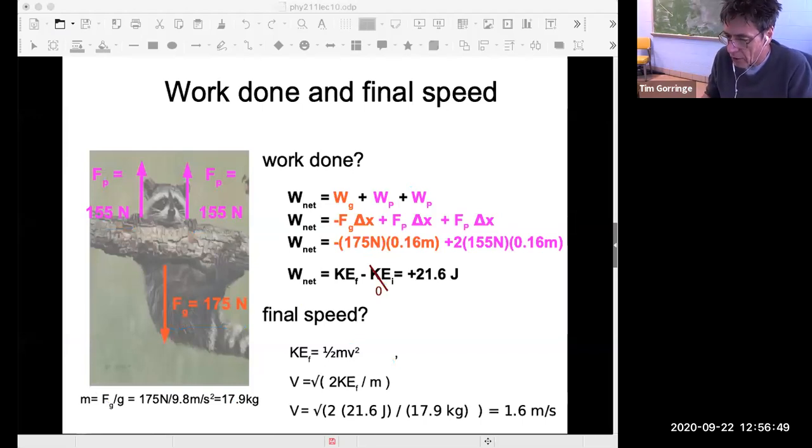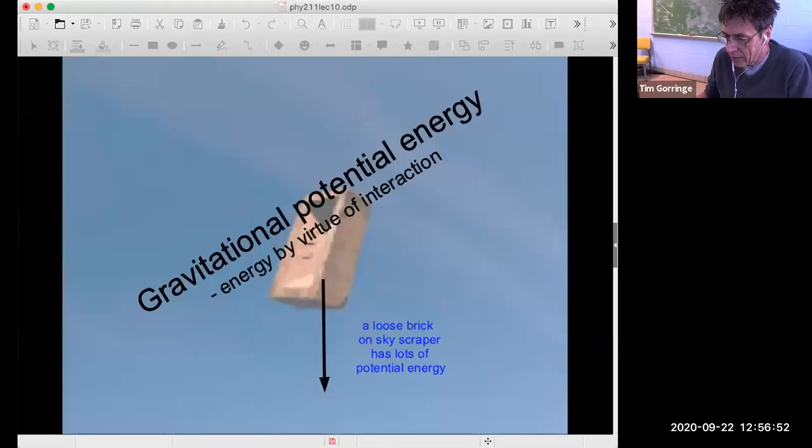let's try and move on, if I can, to the next form of energy that I want to talk about. And this is gravitational potential energy. This is like kinetic energy was energy associated with motion or by virtue of motion. Gravitational potential energy is associated with interactions, gravity interactions here. It's energy by virtue of a gravitational interaction.